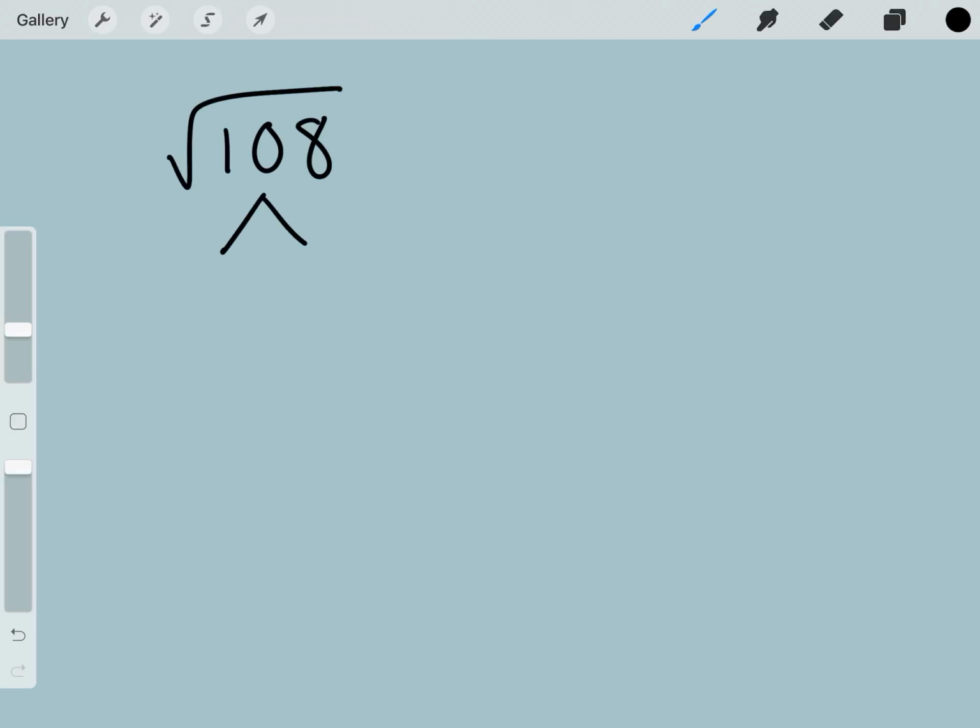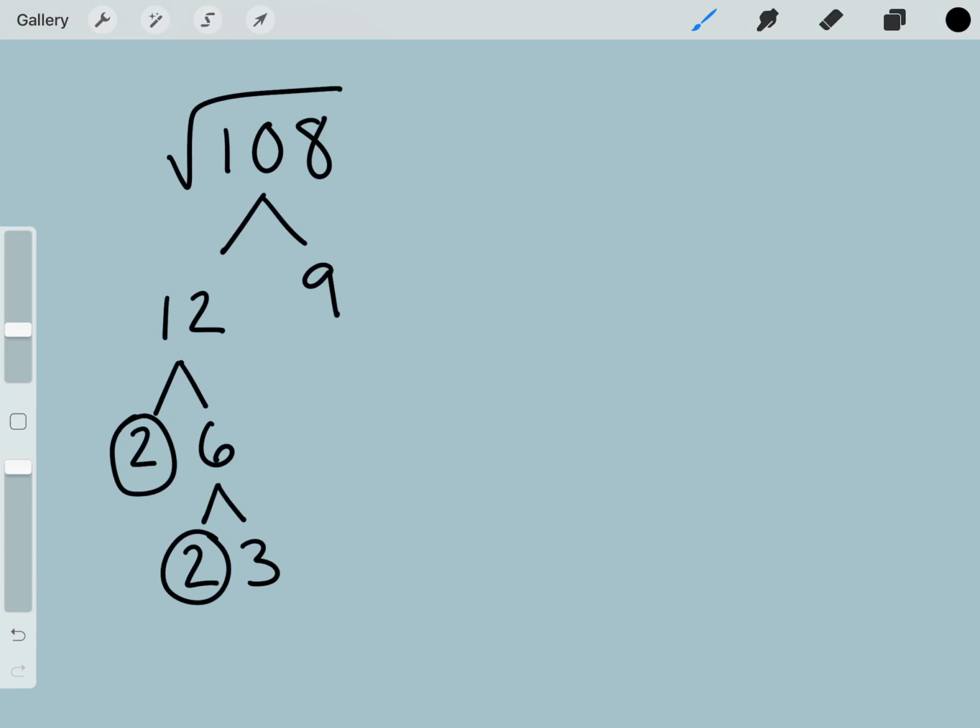So when I look at 108, the 2 factors I immediately think of are 12 and 9. Neither of those numbers are prime, so I'm going to go ahead and break down 12 even more. 12 breaks down into 2 and 6. Could you have done 3 and 4? Yep, but I decided 2 and 6. And then 6 breaks down into 2 and 3, and those are the prime factors of that part. So then we break down 9 similarly, which breaks down into 3 and 3.